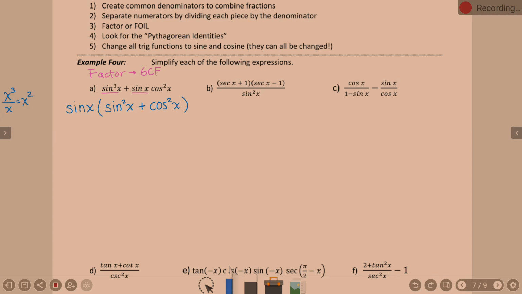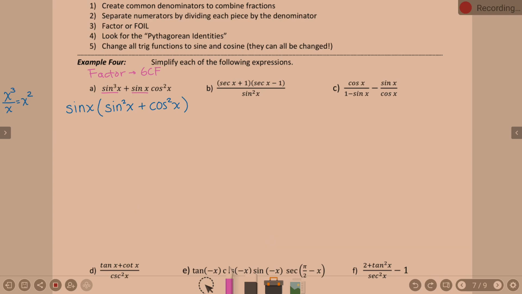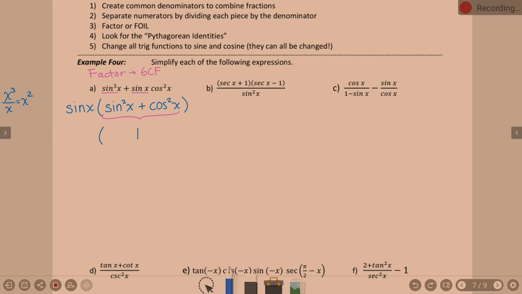Realize it's just a different variable. So therefore, x is a variable, theta is a variable, y is a variable. You know, they're all variables. Are we okay that sine squared x plus cosine squared x is just going to be 1? So then you have sine x times 1. And sine x times 1 is indeed sine x. Therefore your answer is just sine of x.